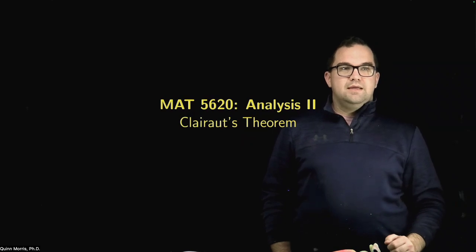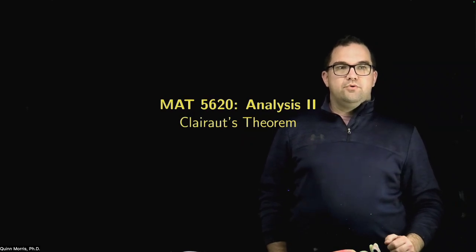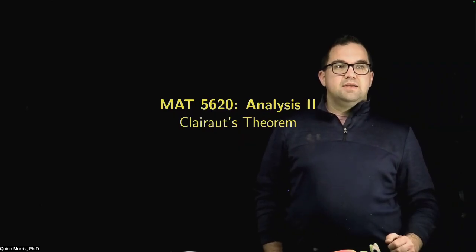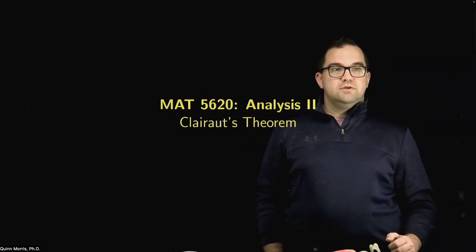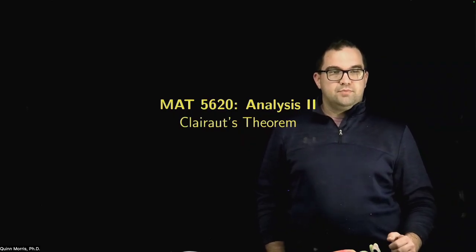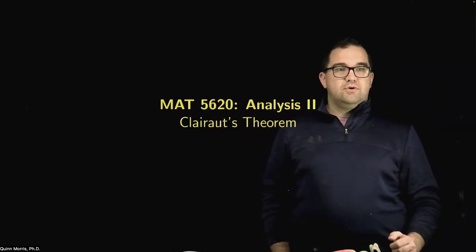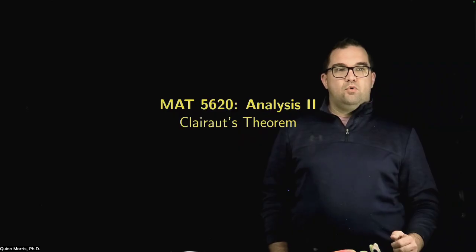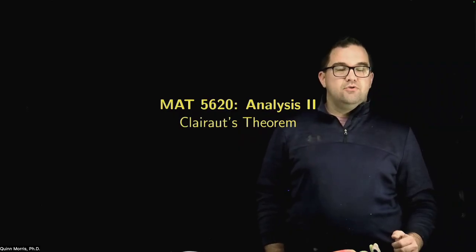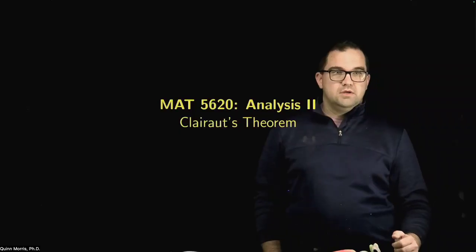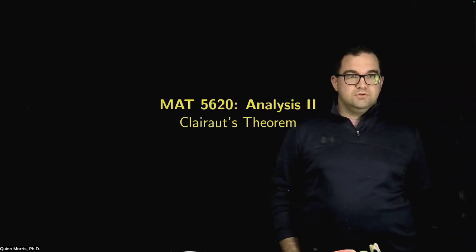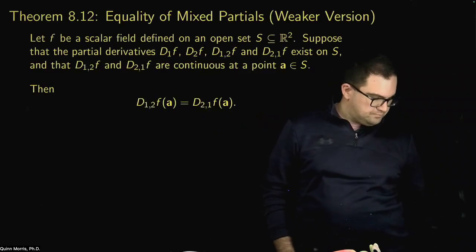Hi everyone. In this video, we will work through a proof of Clairaut's theorem, which we saw last time gives us conditions under which mixed partial derivatives will be equal to one another. I've decided in this video to focus only on the proof of Clairaut's theorem and to save more about the Hessian matrix for subsequent videos. So we will focus today first on the weaker version of Clairaut's theorem that we saw last time.